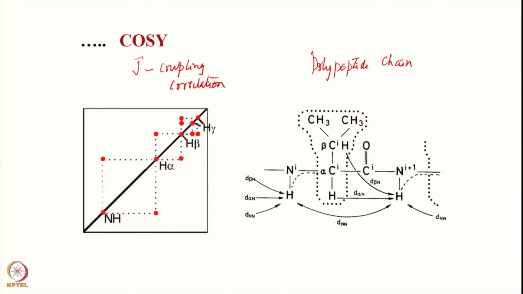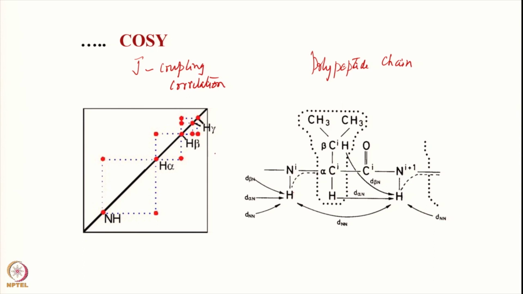Now from the alpha proton I also have a coupling to the beta proton. This is a 3 bond coupling. So alpha to the beta, this is again a 3 bond coupling. Therefore I have an alpha to beta cross peak, and similarly a beta to alpha cross peak, because the flow is going like this.